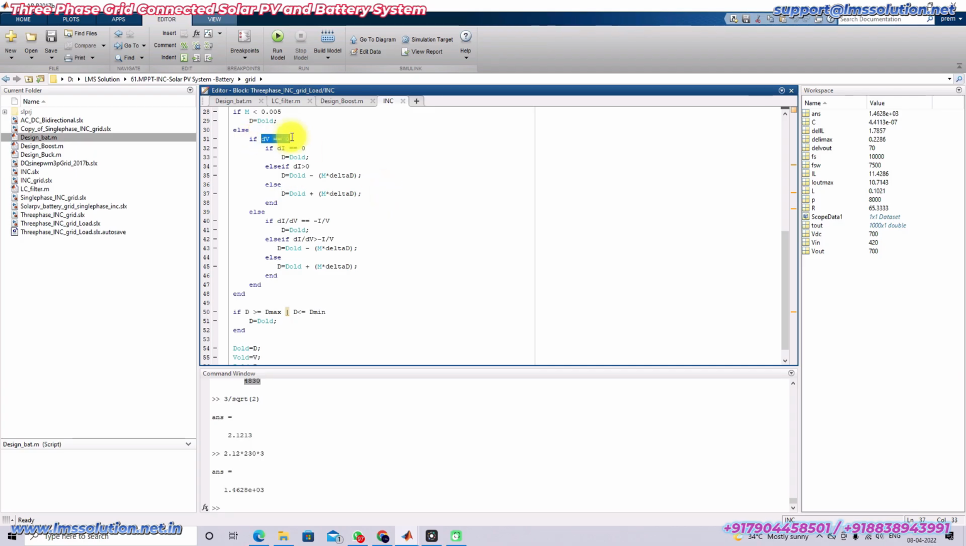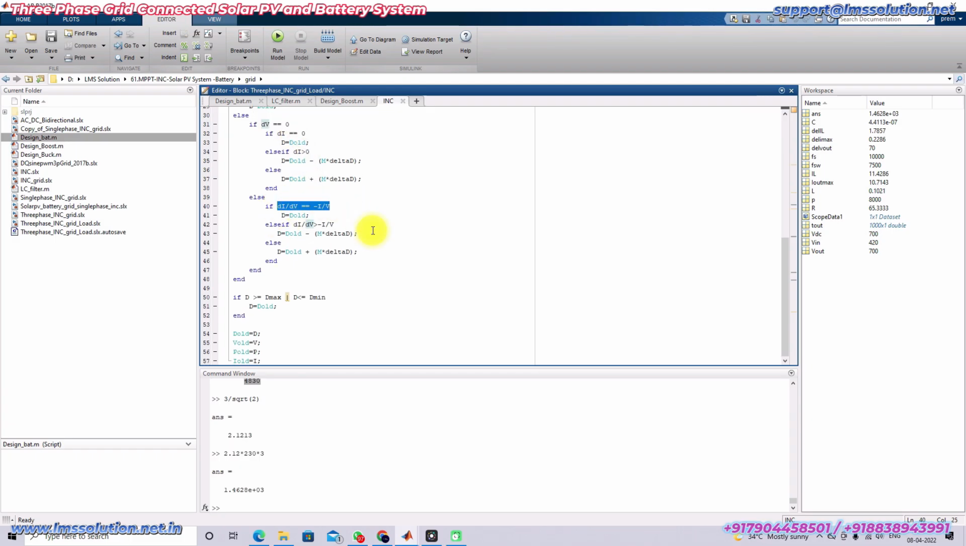If the change in voltage is not equal to 0, then you check this condition, which is nothing but the incremental conductance condition: dI/dV equal to minus I/V. If this condition is true, the PV again operates at the maximum power point, so we maintain the duty cycle equal to the previous duty cycle. If this condition is not true, then you check whether dI/dV is greater than minus I/V. If this condition is true, then you increment the duty cycle.